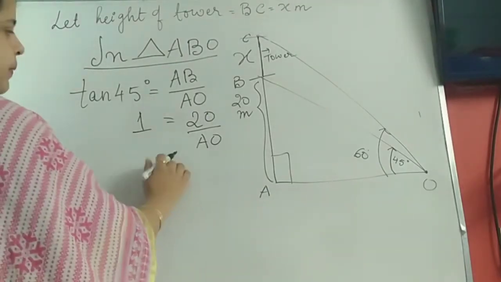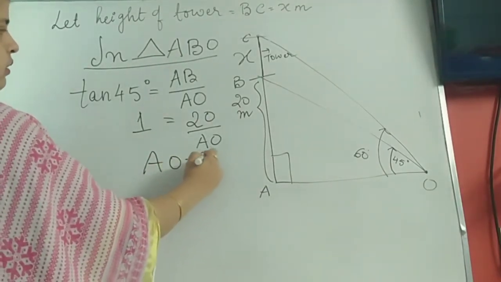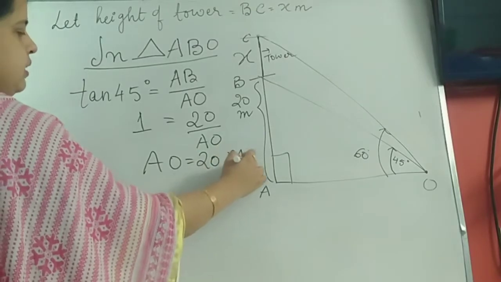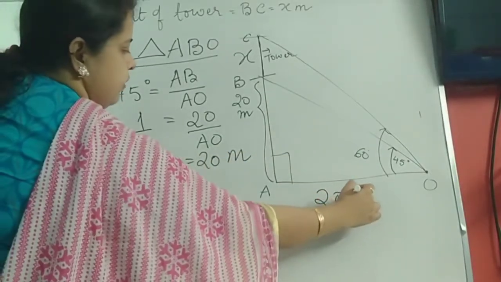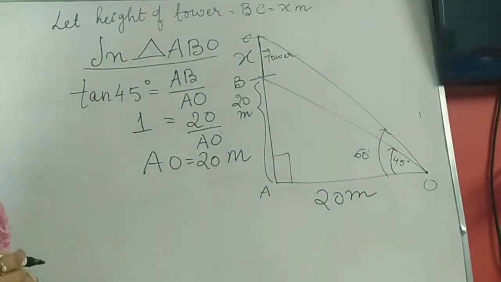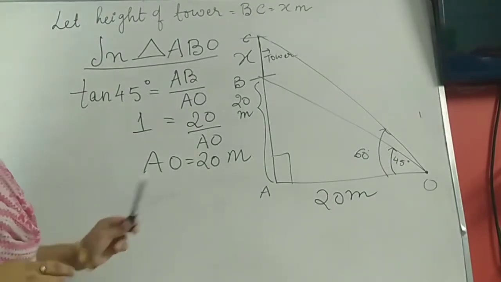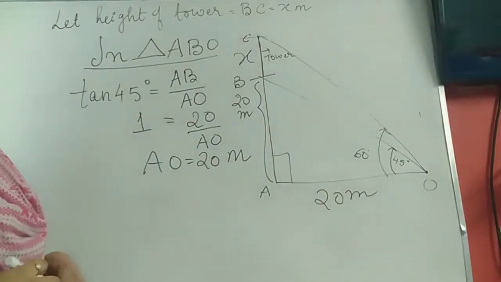So what is the base coming? 20. This is 20 meter. So I am writing in front of you, the base is 20 meter. Just now I found. Am I clear? Okay, this part is clear.